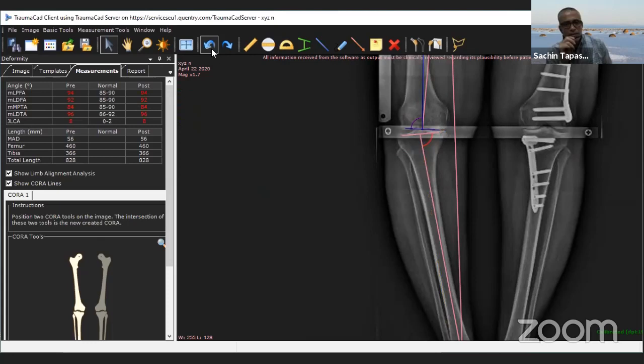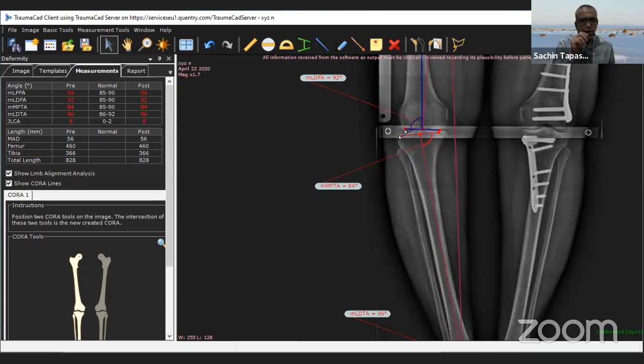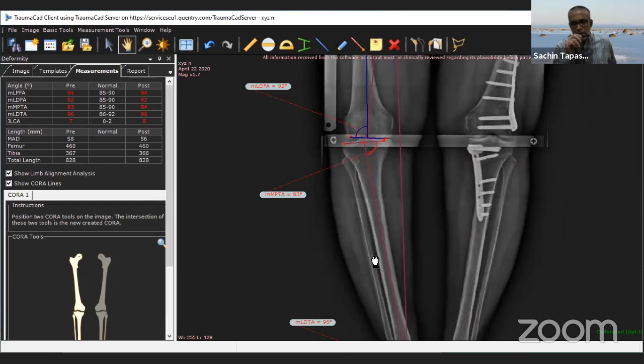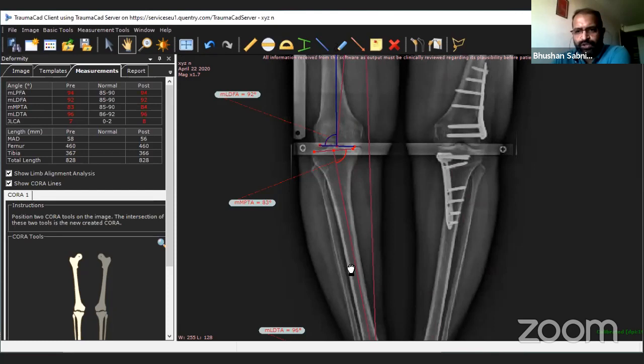So I think this is an important point which you can see in this particular example here. What Bhushan has found out is that in this particular deformity, his MLDFA is 93 or 94, his 92 degrees, and his MPTA is 83 degrees. So this varus is not just only in the tibia, it is in the femur plus the tibia. And so you can see the same thing on the other side. This is correct. One side done already. And I did a dual osteotomy on this patient on the other side also.